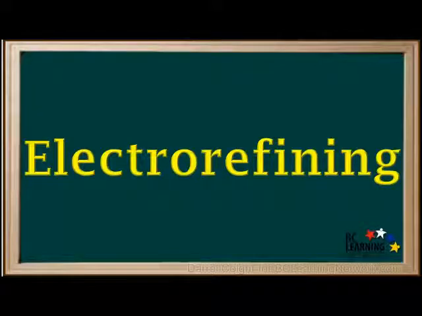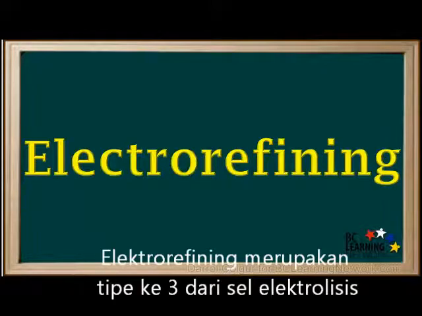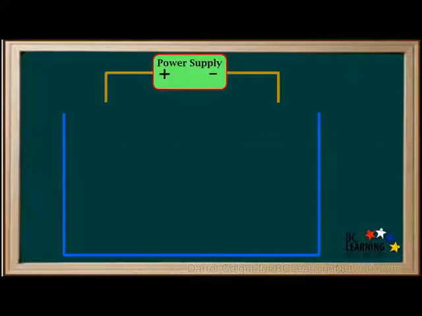In many applications, a very pure form of a specific metal is required. One method used to purify metal is called electrorefining. It uses a type 3 electrolytic cell.